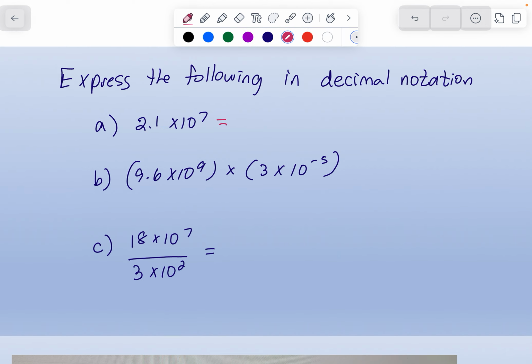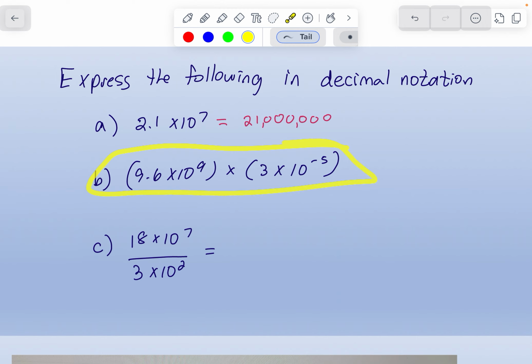So I think of 1, 2, 3, 4, 5, 6, 7. So 21 million would be our answer. Now, we can do this using the calculations of just the normal information. So 9.6 times 3, that is 28.8.